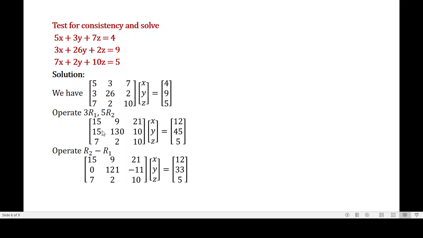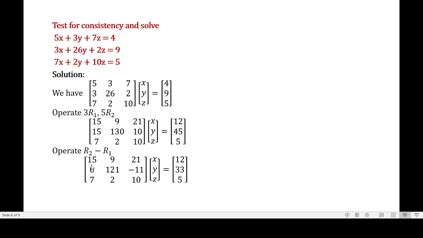Okay. The next row operation is very clear. It is R2 minus R1. So R2 minus R1 gives 0, 130 minus 9 is 121, 10 minus 21 is minus 11, 45 minus 12 is 33. First row elements and the third row elements remain the same. They are unchanged.